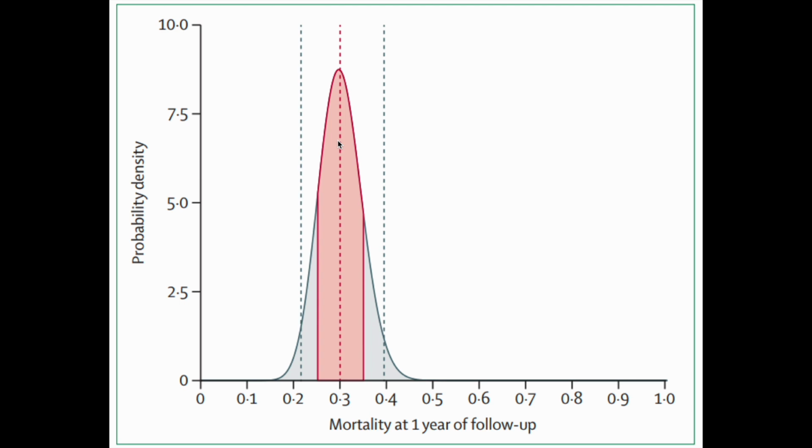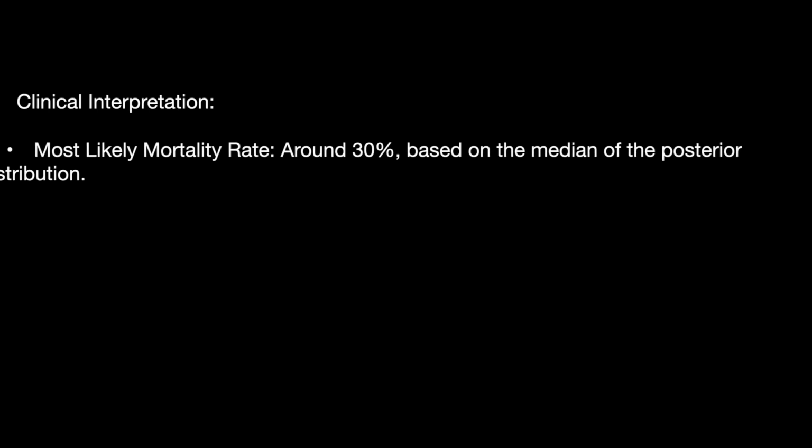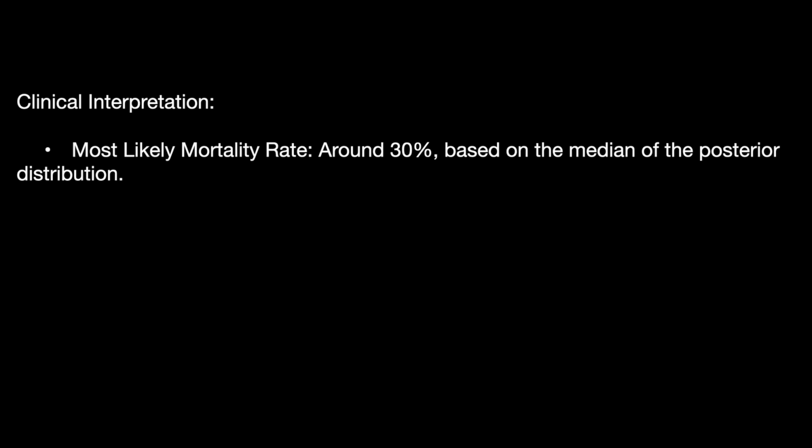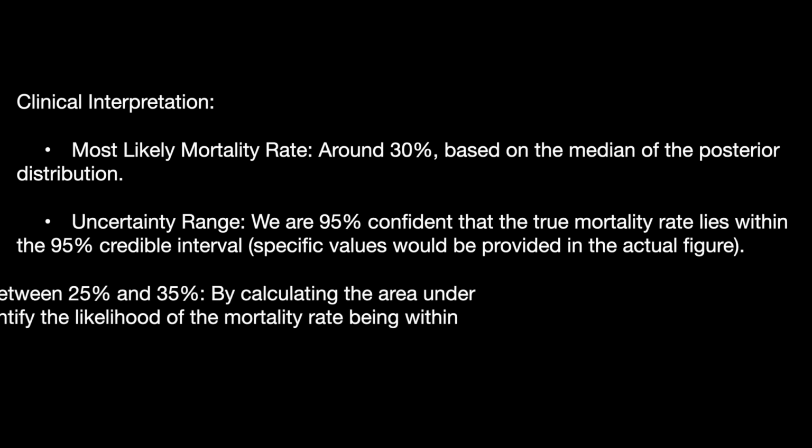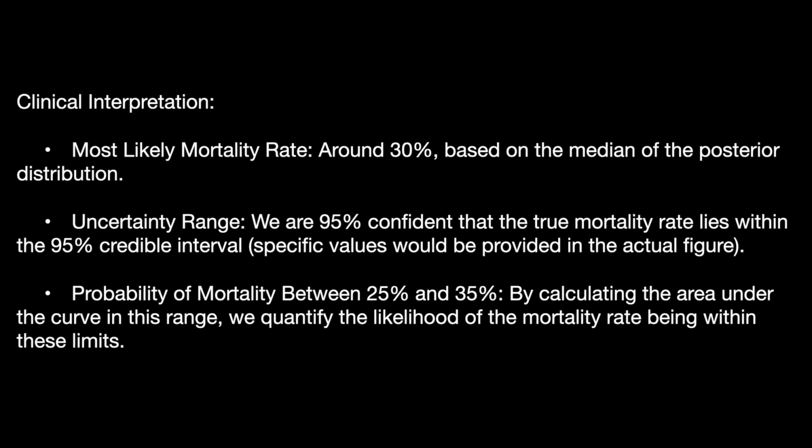So what is the clinical interpretation? Most likely the mortality is around 30% based on the median of the posterior distribution. The uncertainty range that you saw, that is 95% confidence that the true mortality rate lies between that range that we saw, the 15 to 45. However, the probability between 25 to 35, by calculating the area under the curve in that area, we quantify the likelihood of the mortality within that limit.